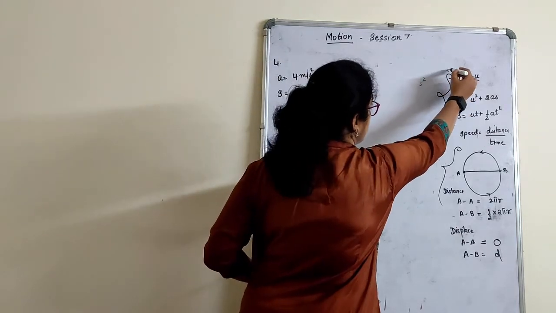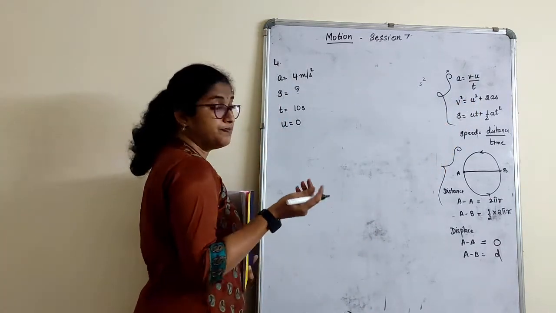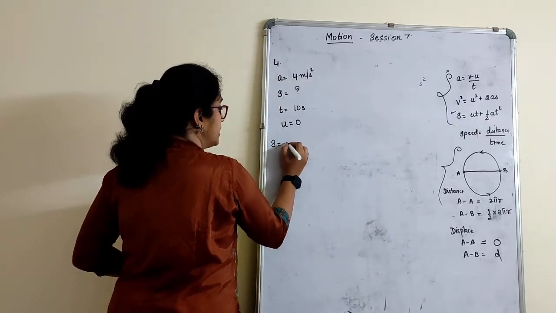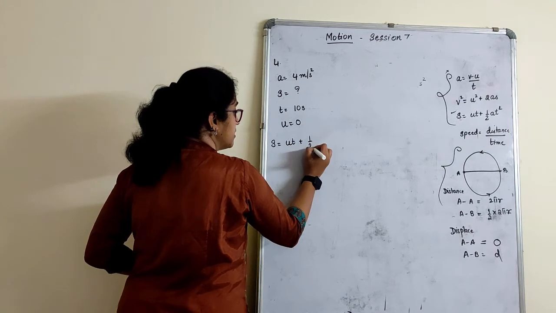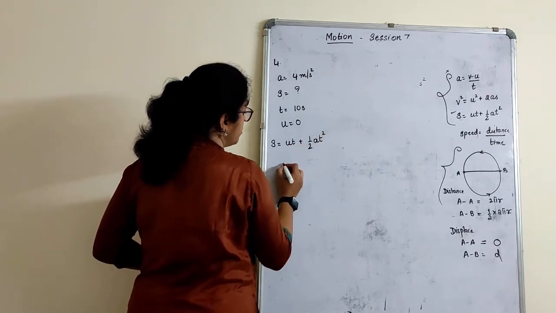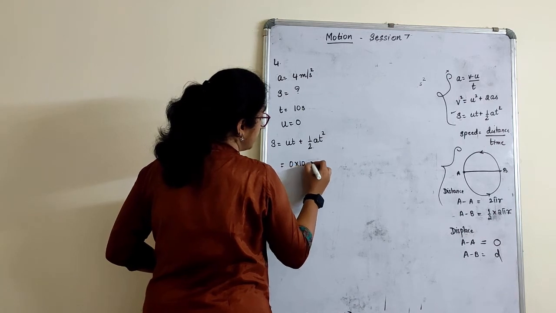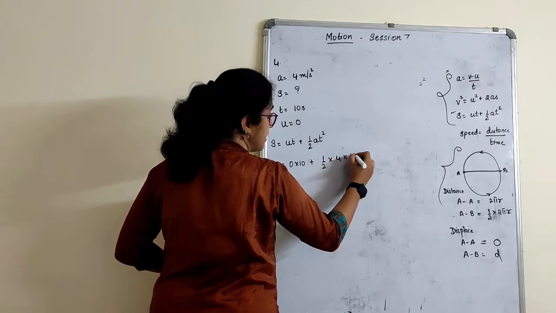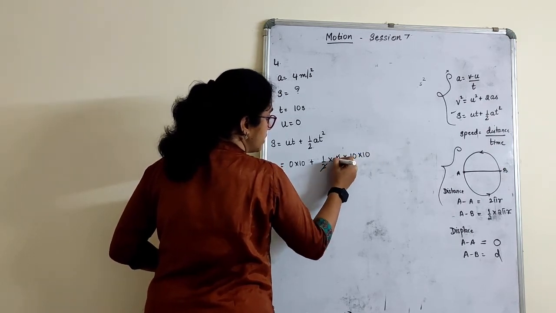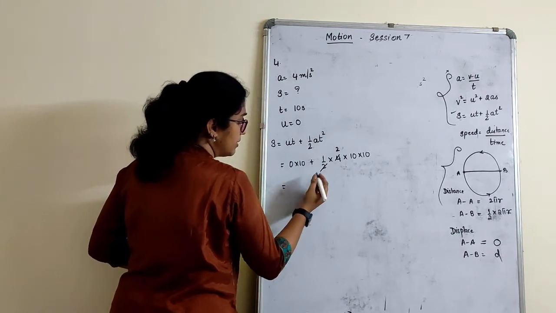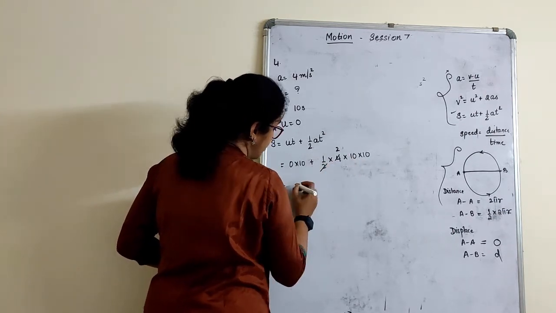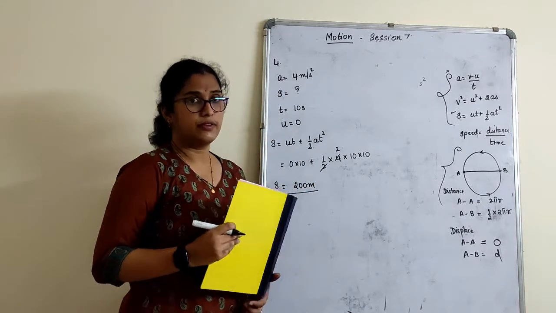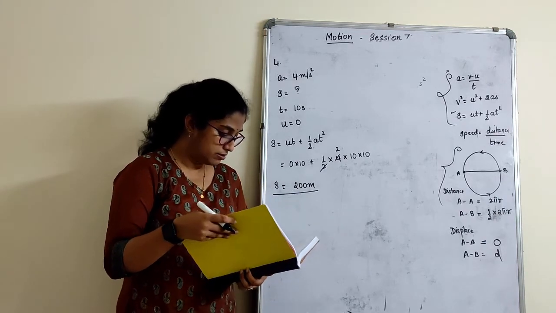Which formula? First one is ruled out. For second one, you should know V. Why find V unnecessarily? That means I can use directly the last one. S is equal to UT plus half AT square. So U is 0, 0 into 10 plus half into A, which is 4. Time is 10 square, 10 into 10. 2 ones are, 2 twos are. So this is 0 as it is. So 10 tens is 100, 100 into 2 is 200 meter. Very simple one. So answer is 200 meter.